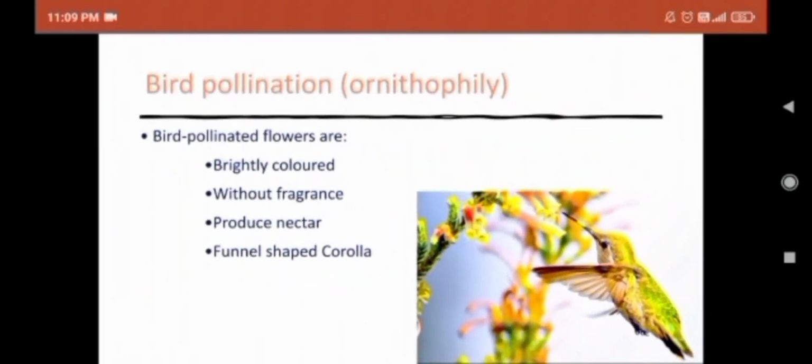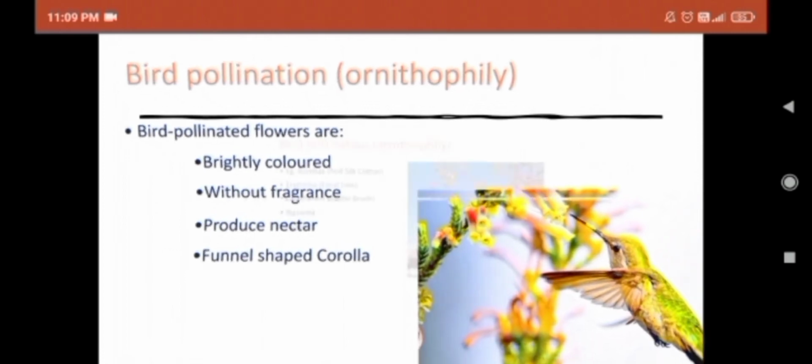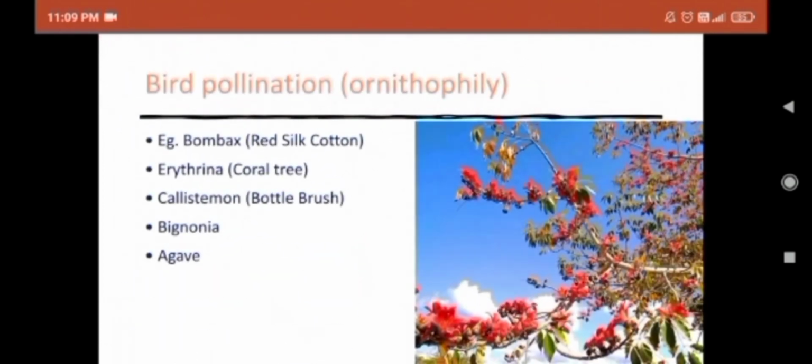Bird pollination, also known as ornithophily. Bird pollinated flowers are brightly colored, without fragrance, and should produce nectar. They should have a funnel shaped corolla. An example of this is Bombax. It's also known as red silk cotton. Here you can see a picture of that.